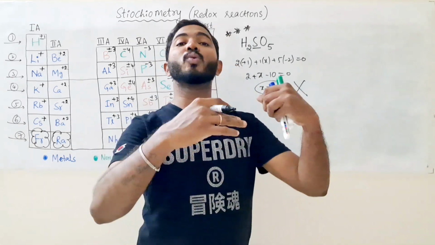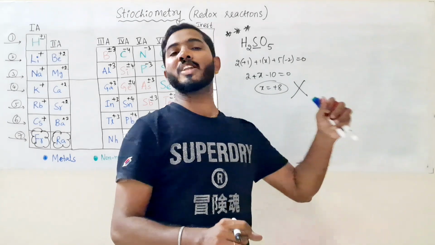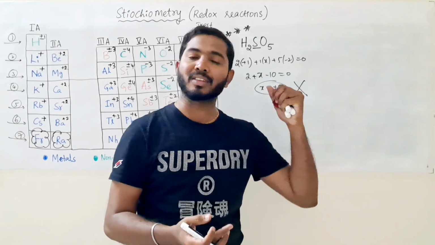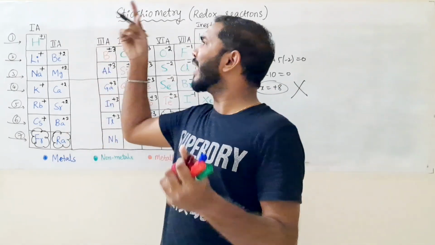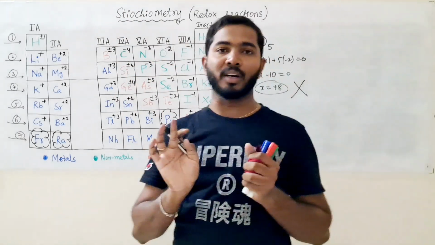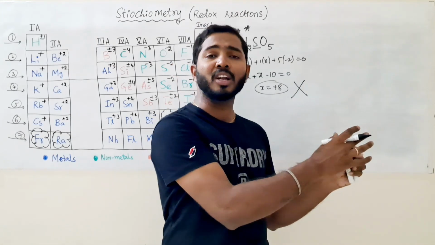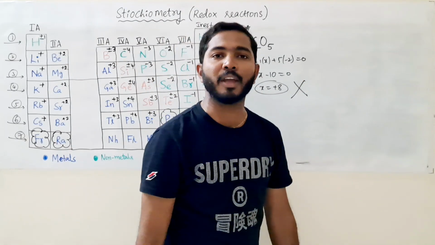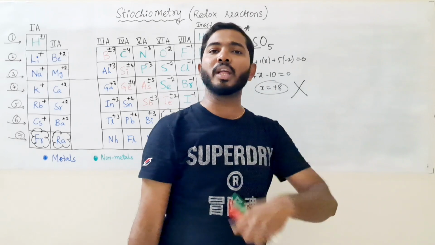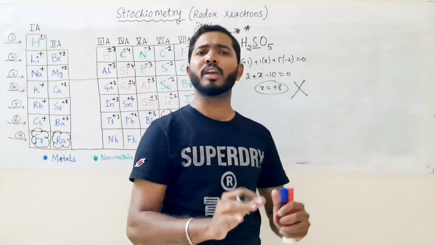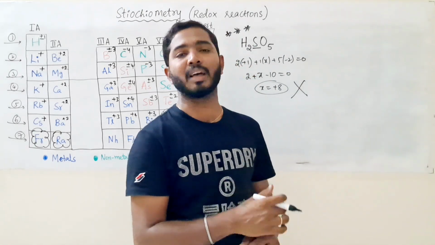And now, sir, how do we get to know whether the oxidation number we are going to get is correct or not? For that, it is better if you know the group numbers. That will help you a lot, not only in this particular concept, even to understand the chemistry. Learning the group numbers and period numbers will give you additional strength to understand the subject.